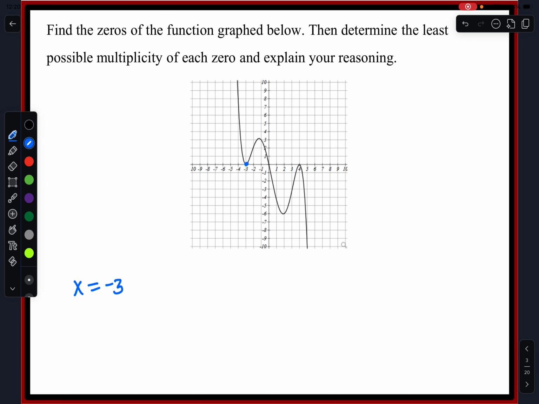Well, what's going to be the least possible multiplicity? Because we're tangent at that location, the multiplicity has to be an even number. And the least possible even number will be 2. So the least possible multiplicity would have to be a 2, and the reason for that is because the graph is tangent at x equals -3.